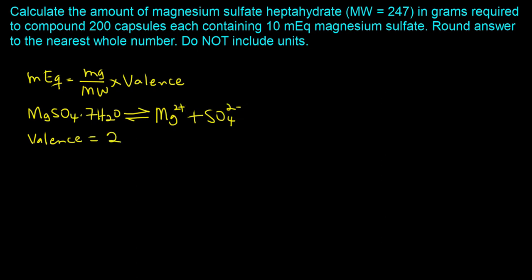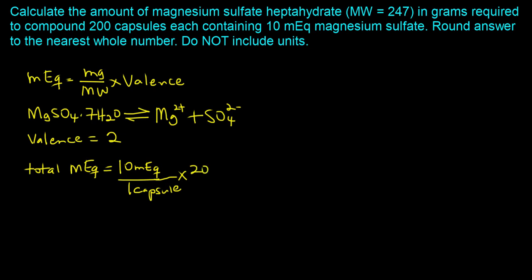The next thing that we need to do is determine the total milliequivalents that is provided by 200 capsules, each containing 10 milliequivalents magnesium sulfate. So we can say total milliequivalents is going to be given by 10 milliequivalents in each capsule, so per 1 capsule.